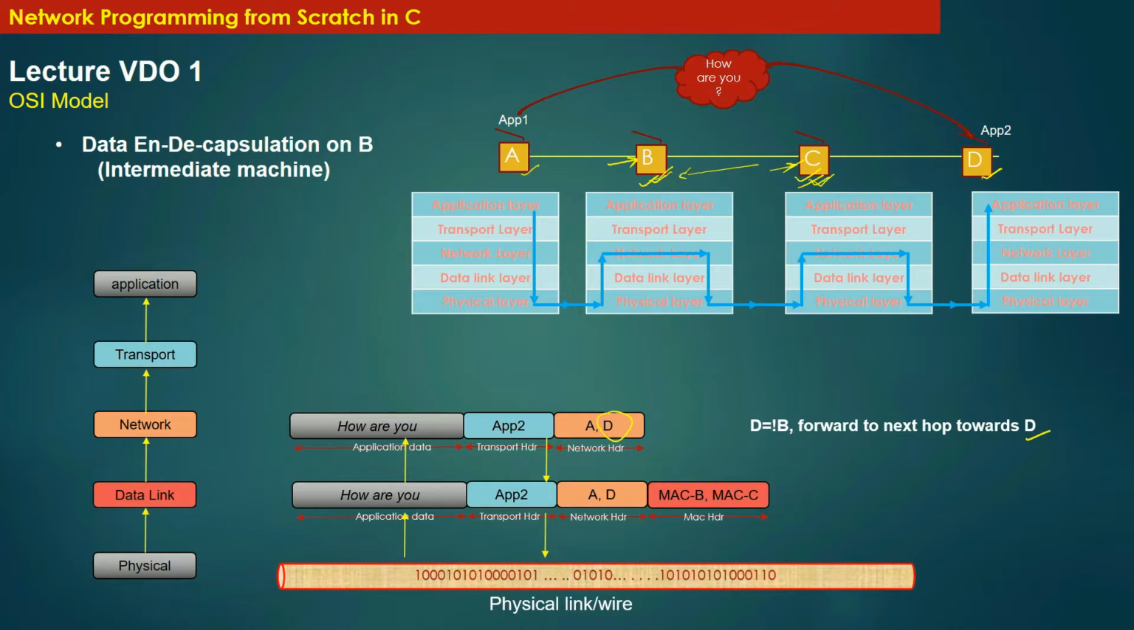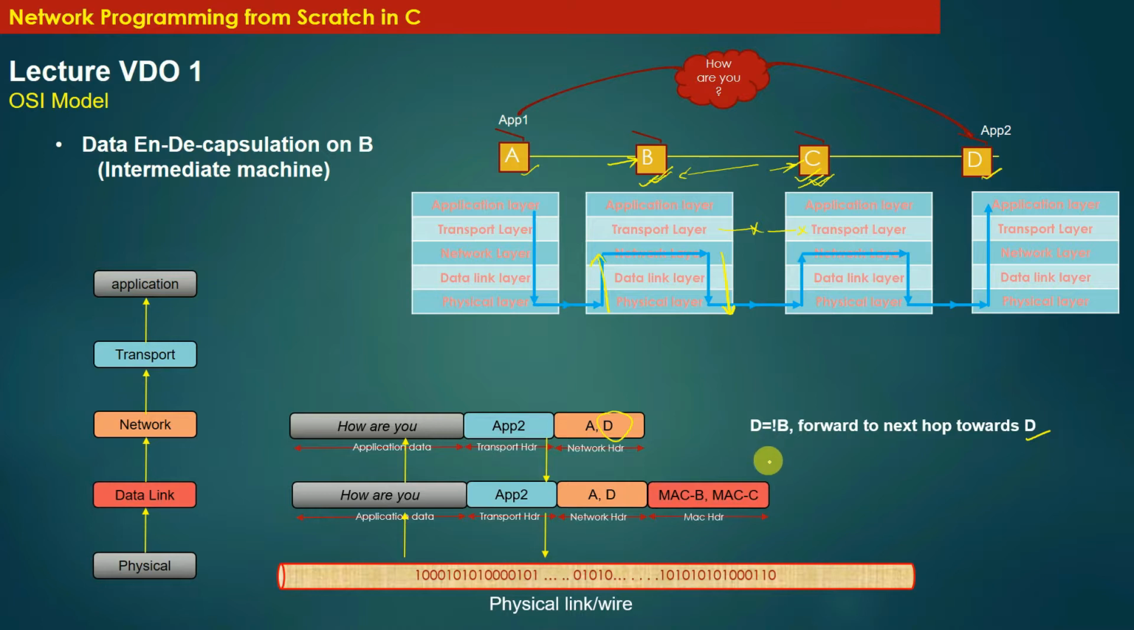So note that data encapsulation and decapsulation partially happens on intermediate machines. Why am I saying partially? Because encapsulation happens from network layer till up to physical layer, and decapsulation happens from physical layer up to network layer. The transport layer does not play any role on intermediate machines.